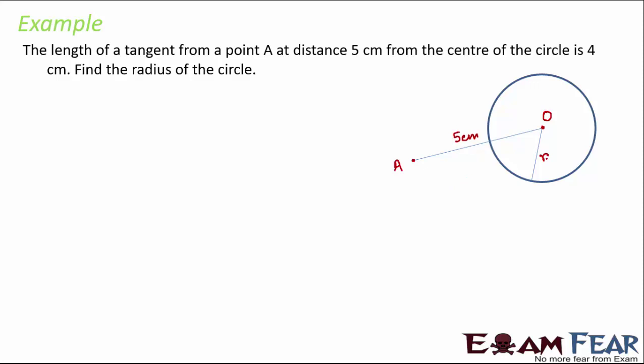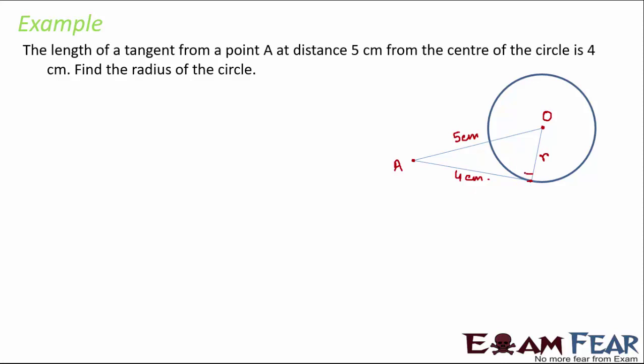It says that the length of the tangent is 4 cm. So this is the tangent. The tangent has to pass from this point. So let's say this is the tangent and its length is given as 4 cm. We have to find out the value of the radius.